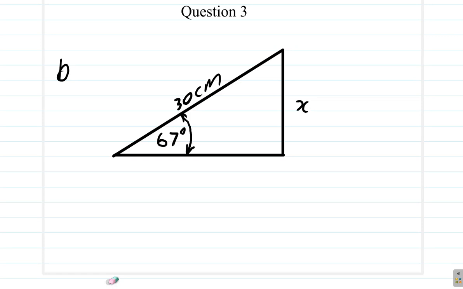We're at question 3b. You have a triangle here. It is a right angle triangle. The right angle is here, and you have an angle 67 degrees here. A side x and 30 centimeters is the hypotenuse. You should calculate x.